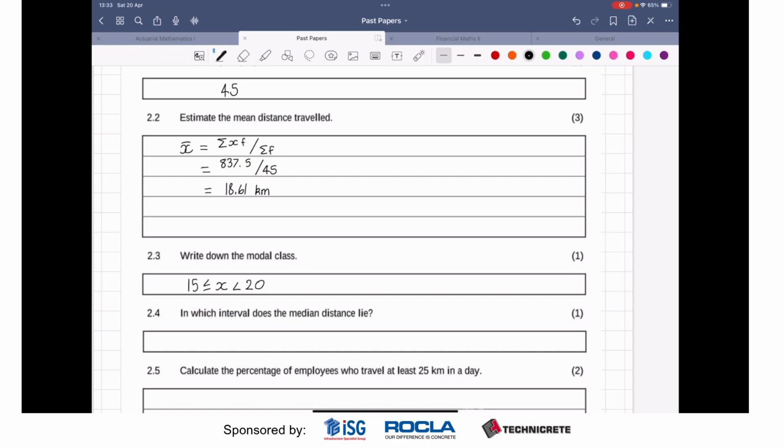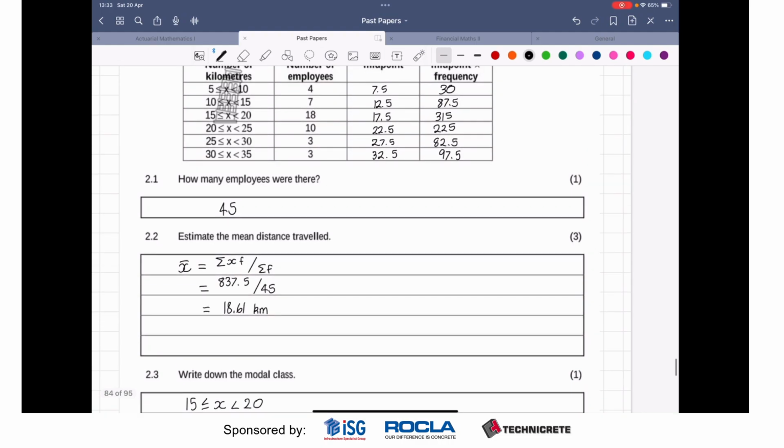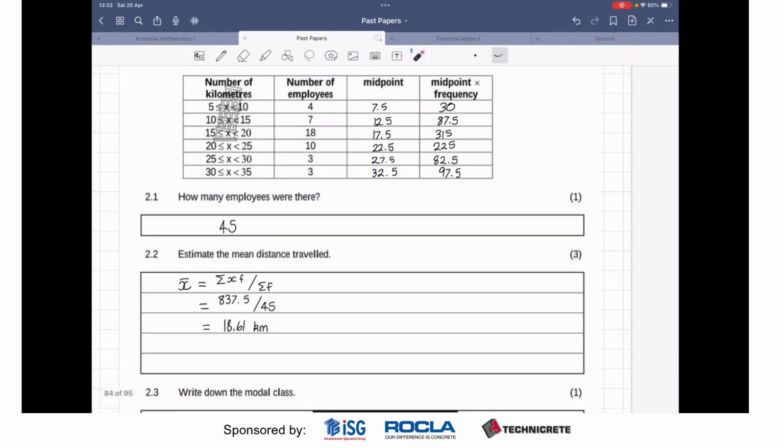Then, in which interval does the median distance lie? So remember that the median is my middlemost number. If the total number of employees is 45, then my middlemost number of employees is 22.5. So I want to find where, as I add these numbers together, the first class is that I have 22.5. In the first class, I only have 4. Then in the first 2 classes, I have 4 plus 7, which is 11. Then in the first 3 classes, I have 4 plus 7, which is 11, plus 18, which is 29. So 29 is bigger than 45 over 2. That was my 22.5.